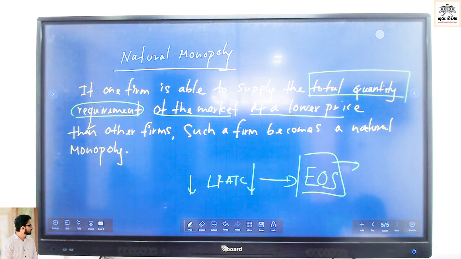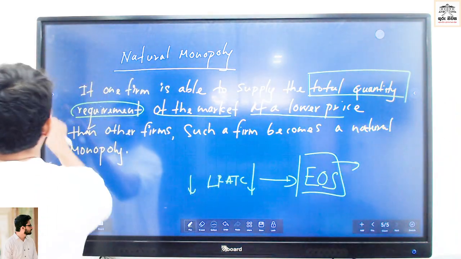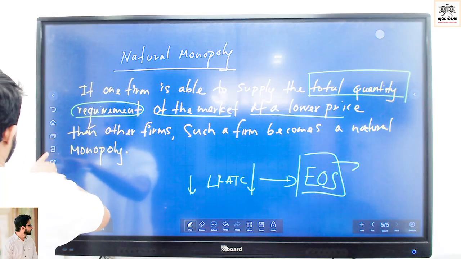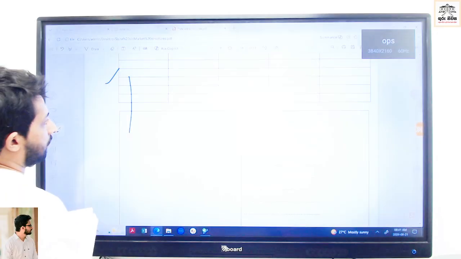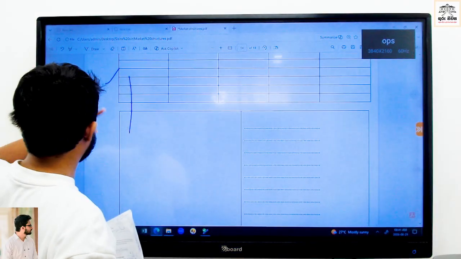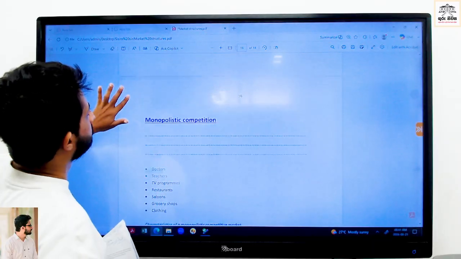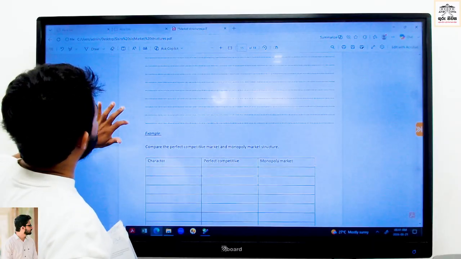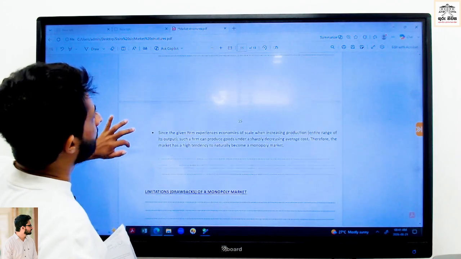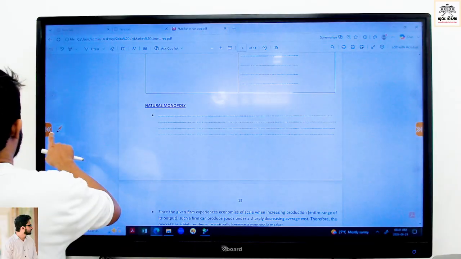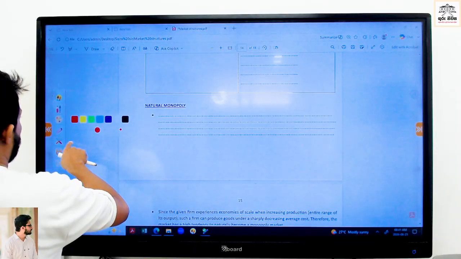Dipna? Yes, sir. Okay, right. Then put the examples right down, page number 15. Natural monopoly, okay, done. No problem.